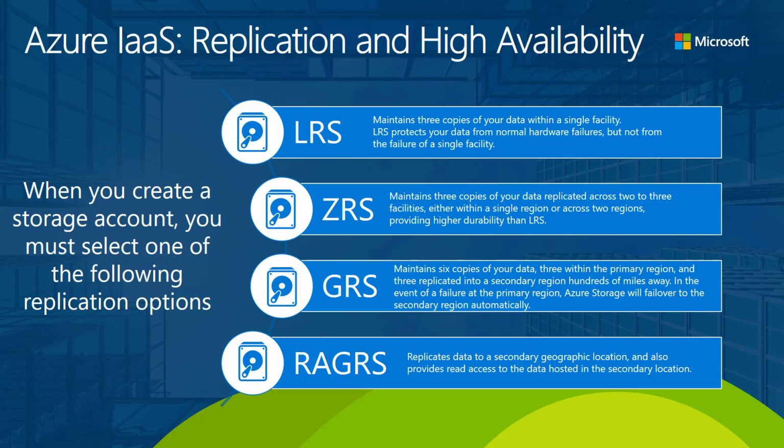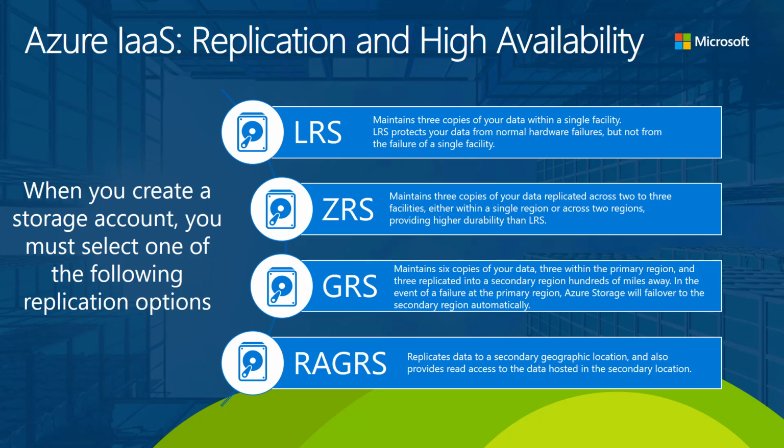Next, we have zone redundant storage, which maintains 3 copies of your data, triple replicated across 2 or more facilities. This can be either within a single region or across 2. Zone redundant storage is currently available for block blobs and provides a higher level of durability than LRS. Geo-redundant storage maintains 6 copies of your data. With GRS, your data is replicated 3 times within the primary region and then a further 3 times in a secondary region hundreds of miles away. This SKU provides the highest level of durability and is therefore recommended by Microsoft for HA critical production workloads.